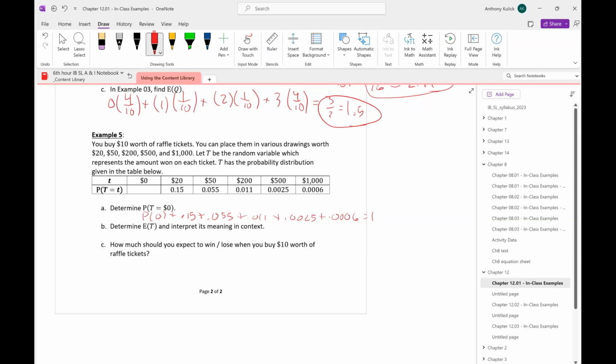And now we just do some Algebra 1 algebra, and we get that that probability is 0.7809.